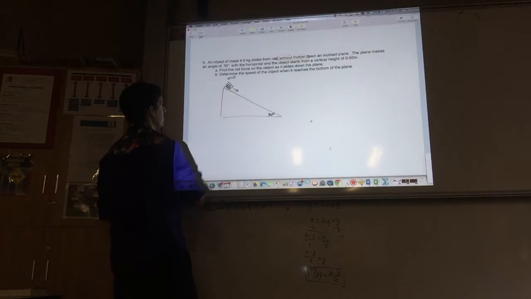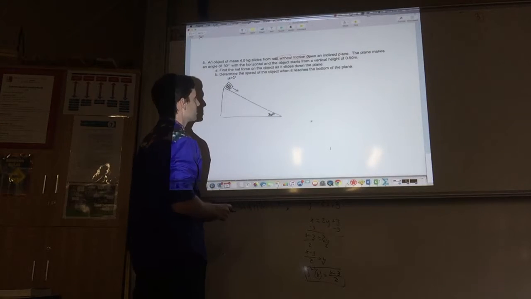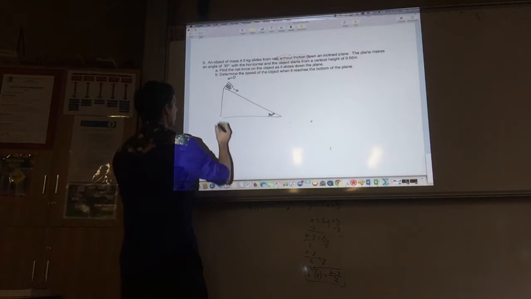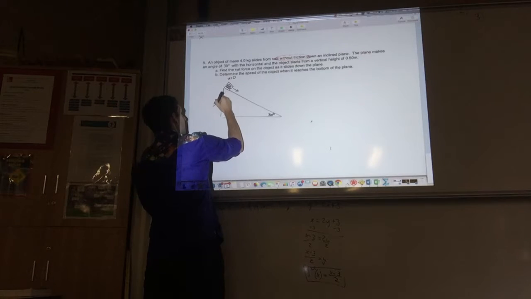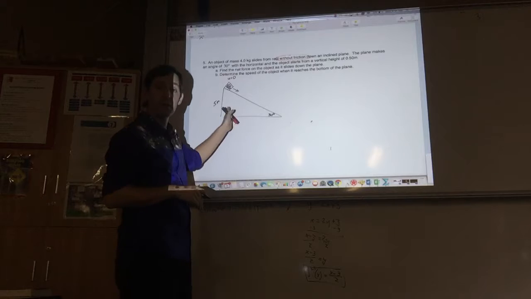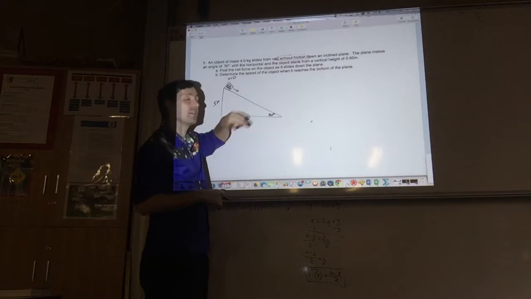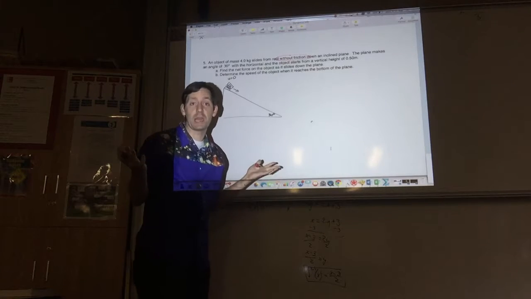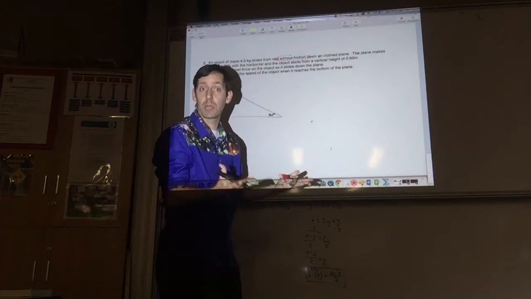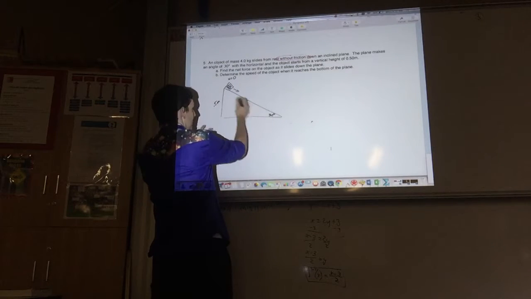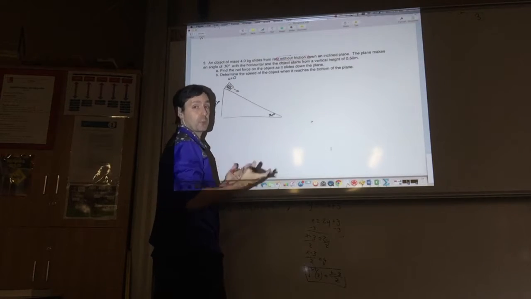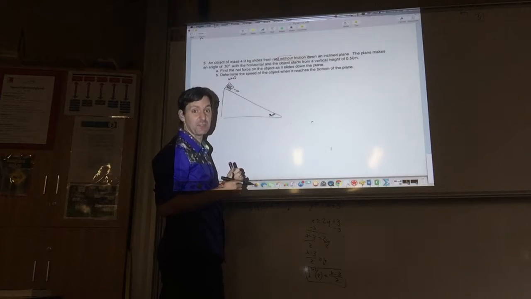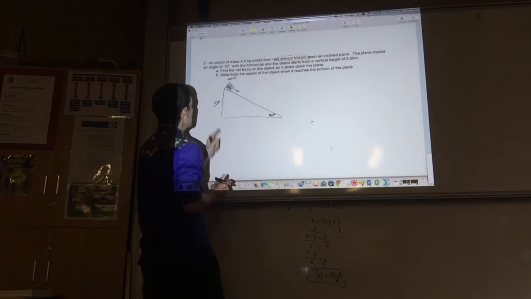All right, so let's go ahead and draw a picture, 30 degrees with the horizontal, and the object starts from a vertical height of 0.5 meters. Okay, so 0.5 meters. With that, I should be able to find the lengths of the other sides. Do I need that right now? No, but I could find it, right? Using, this is a 30, 60, 90 triangle. So it should be pretty easy to get those other sides if necessary. Okay?